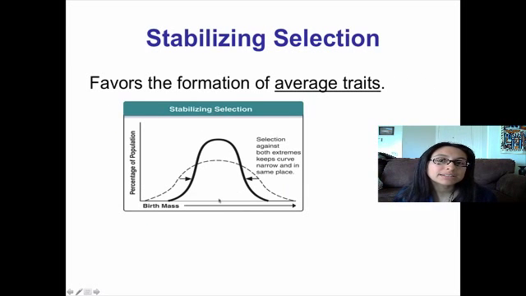All right, stabilizing selection. In this pattern of natural selection, the average traits are what you see most of. Now we have, I'm going to use the birth size of babies for humans. We have a lot of medical technology that helps us survive and helps moms and babies survive.